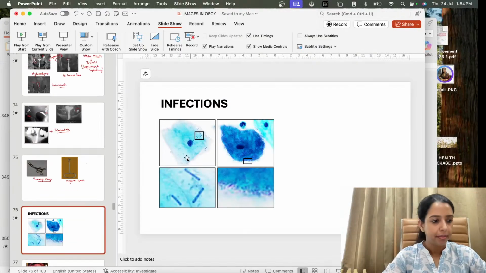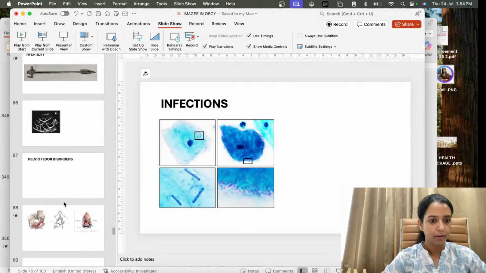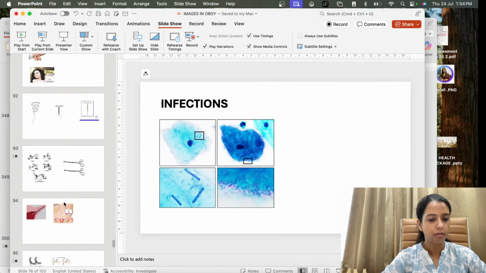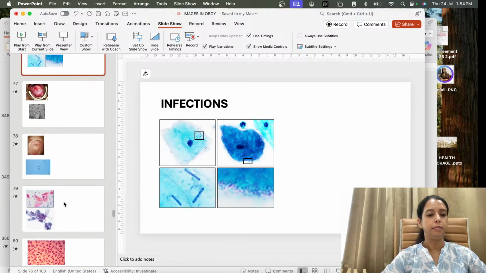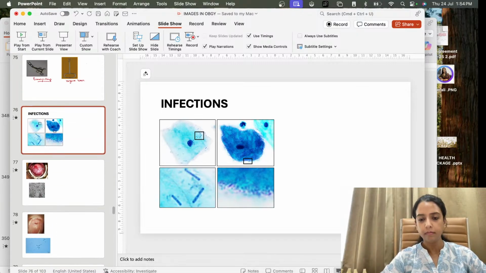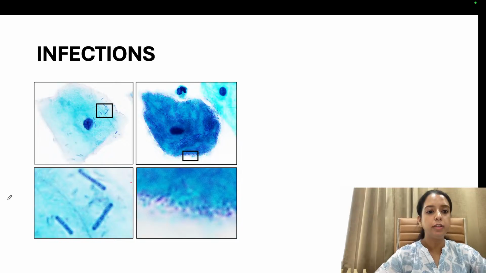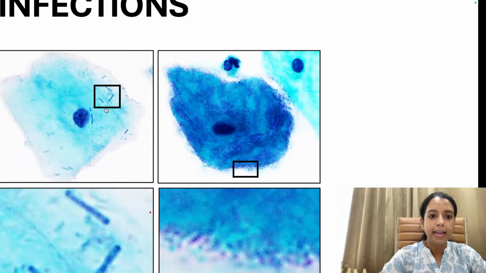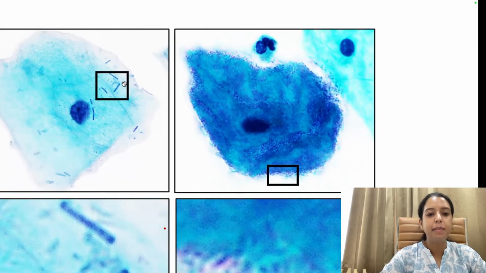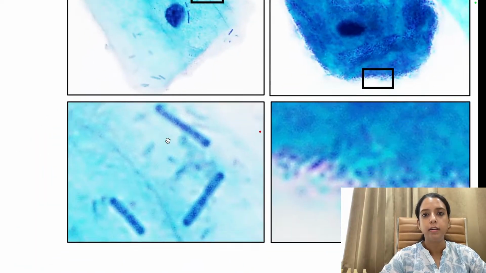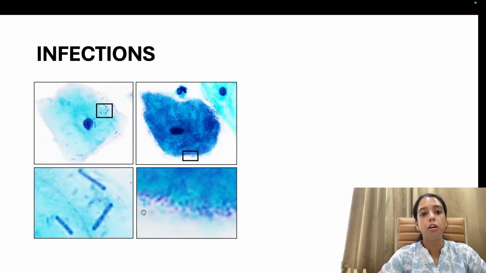After infections, I think we are left with the pelvic floor. Okay, good, not bad. Let's see the slides of various infections. Can you see the first one? This is a normal slide, where I can see gram-positive rod-like bacilli. Can I see gram-positive rod-like bacilli on this view? This is the one. It is lactobacilli. So this is a normal cell.